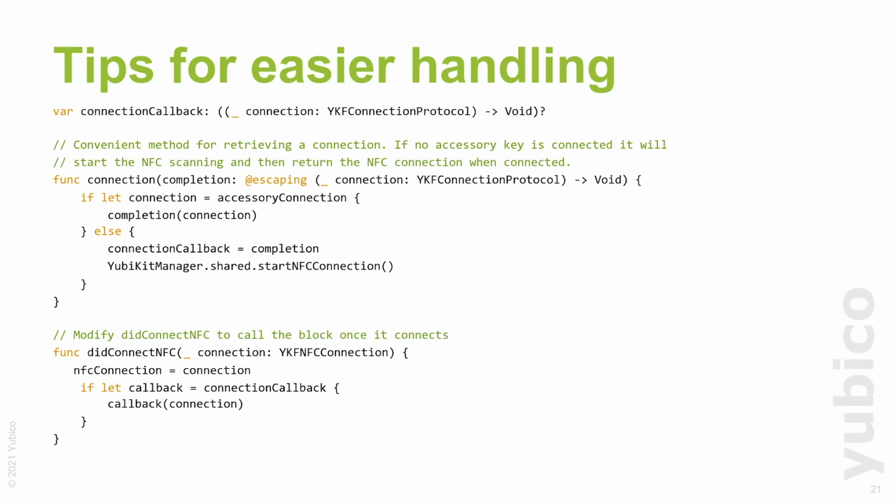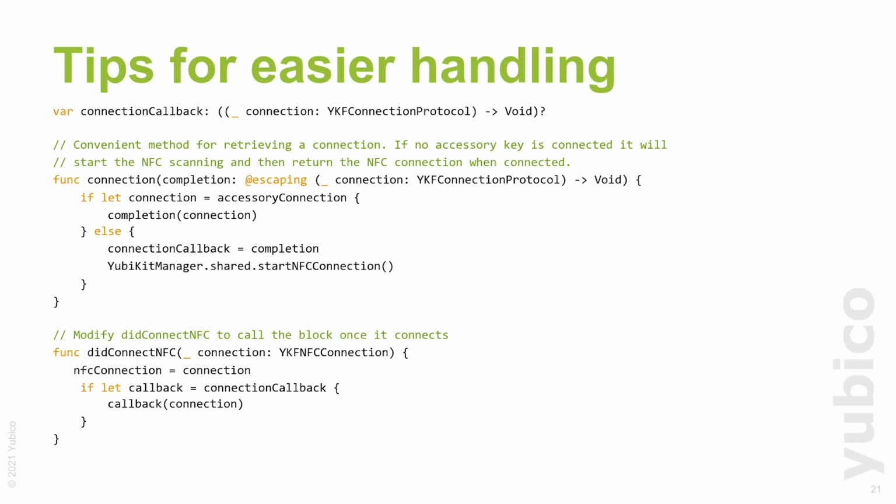So this is a pretty neat tip for easier management of your connections. This is just added to the previous class that we had on the previous slide. It has a connection callback, this first variable, and it calls a connection with a YKF connection protocol. Both the NFC connection and the accessory connection implement this protocol. So this connection callback will either give you an NFC connection or an accessory connection.